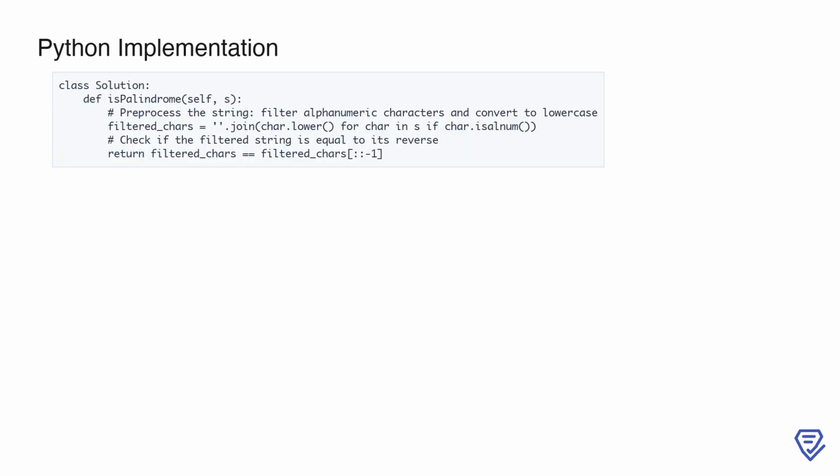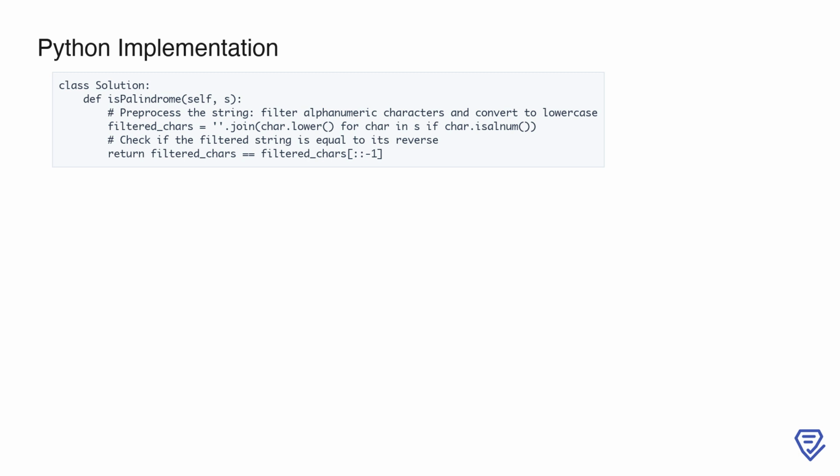This solution efficiently checks whether a given string is a valid palindrome. It consists of two main steps. 1. Pre-processing the input string. The code uses a generator expression within the join function to filter out non-alphanumeric characters. For each character in the input string s, it checks if the character is alphanumeric using the char.isalnum method. If the character is valid, it converts it to lowercase using char.lower. This results in a cleaned-up version of the input string containing only lowercase alphanumeric characters.